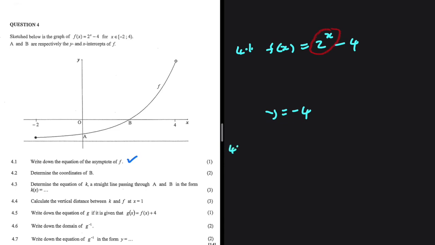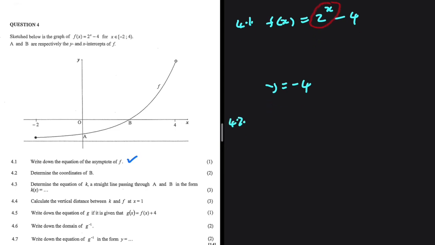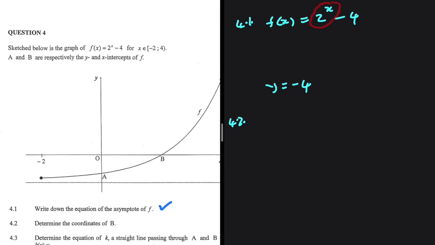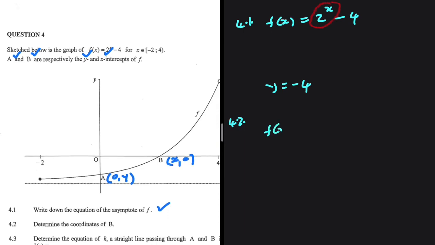4.2. That is where the idea of a limit actually comes in. Anyway, let's determine the coordinates of B. We're told that A and B are the y and x intercepts respectively. So A is the y-intercept, so x equals 0, and we have some y. And B is the x-intercept, and y is equal to 0. f of x is equal to 2 to the power x minus 4. If we substitute the coordinates of B, x and 0, in an attempt to find x, we're going to have 0 equal to 2 to the power of x minus 4.